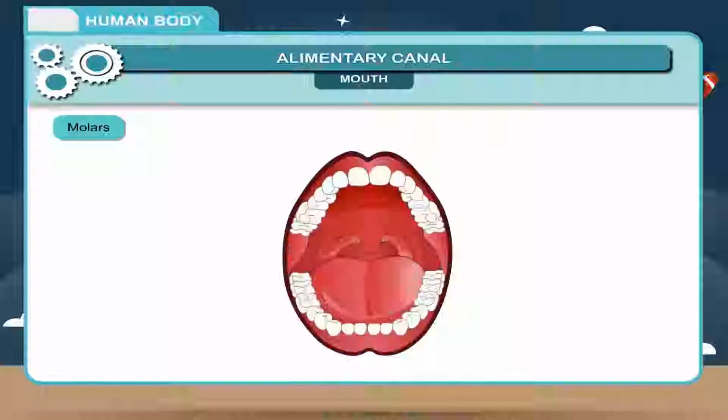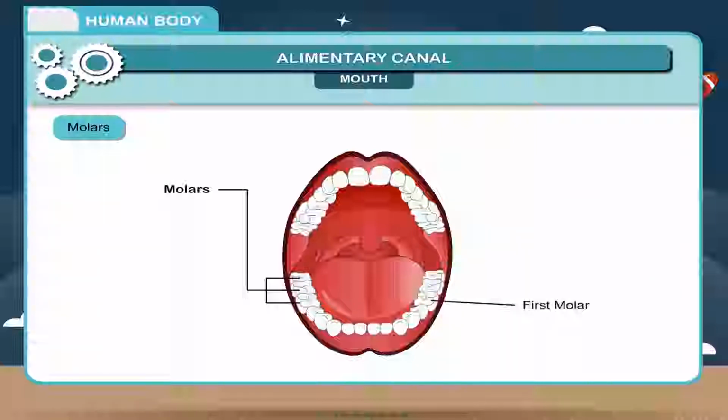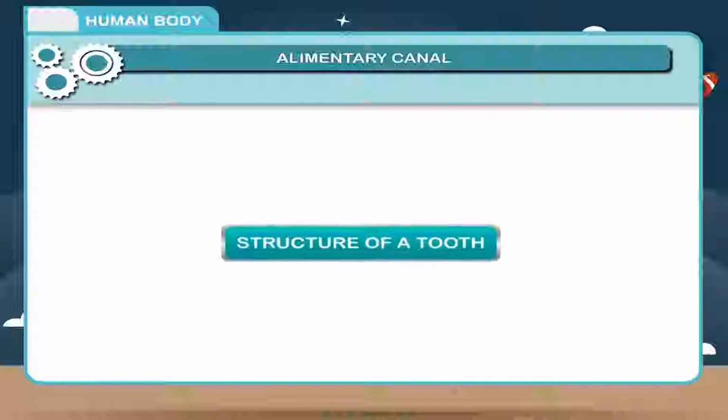Molars. Behind the premolars are the molars. There are 3 sets of molars in each jaw. In all, there are 12 molars. Here, the most vigorous chewing is done. They are named as first, second, and third molar. The third molar is called the wisdom tooth.